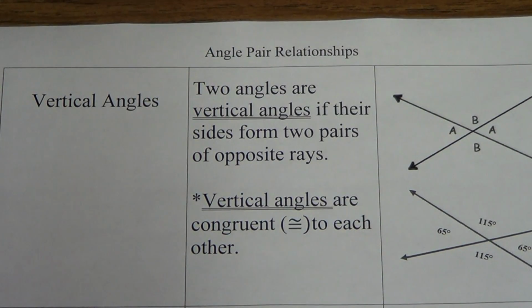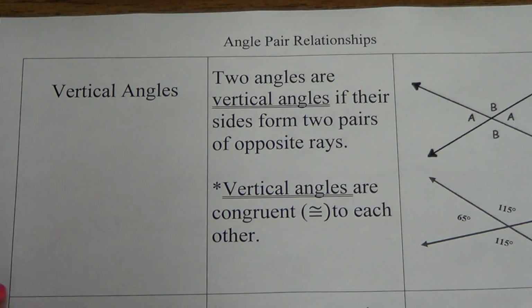All right, guys, so this is our vocab for the end of the chapter. This is angle pair relationships. That would be our heading for it. The very first one we're going to talk about is something called vertical angles. Now, this is a very important word. We're going to be using this word and its definition for almost every chapter that we have left in the book. So vertical angles: two angles are vertical angles if their sides form two pairs of opposite rays.